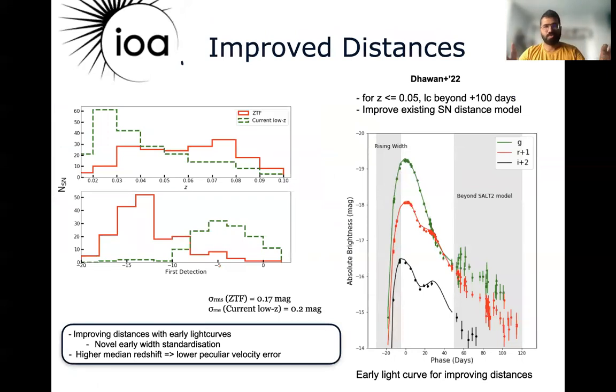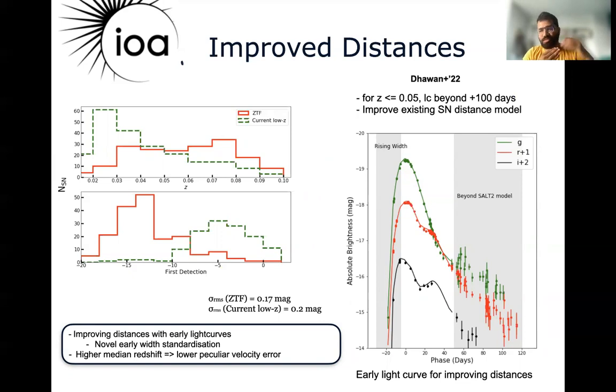So this is a sort of summary of the characteristics of the Hubble flow sample. This is looking at those that are in the redshift region between 0.015 and 0.1 and comparing it to the current low redshift sample. So we see that the current low redshift sample has a median redshift of around 0.03. ZTF has a median redshift of around 0.06.